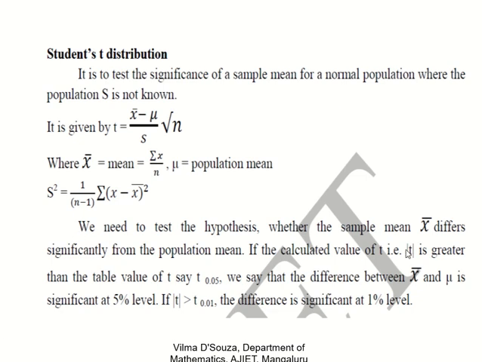If the value of mod t is less than t of 0.05, we say that there is no significant difference between x bar and mu at 5% level. Similarly, if mod t is less than t of 0.01, there is no significant difference between the sample mean and population mean at 1% level.